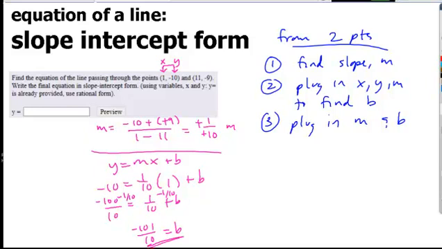There's my b value. And so now I can use my m and my b to find my slope-intercept form. 1/10 x plus a -101 over 10, and that would be the solution.